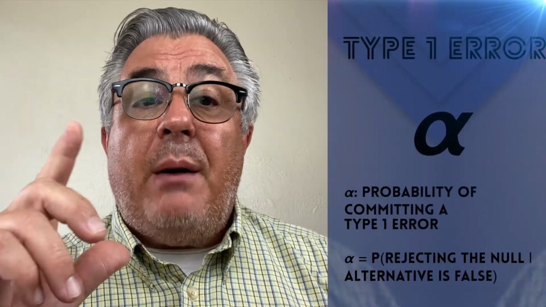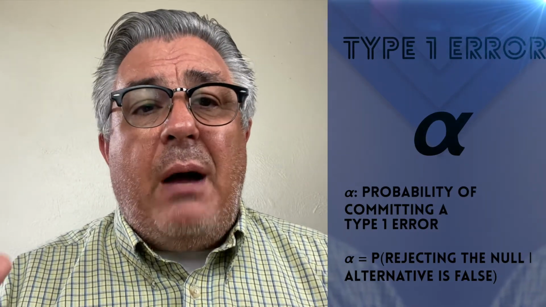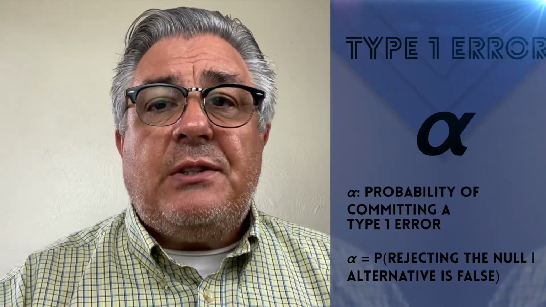Remember, decision making under uncertainty, errors can be committed. We are not absolutely certain if an error is committed or not, but we can discuss the probability of committing an error. So let's take a look. If we reject the null hypothesis when the null hypothesis is true, then we have committed that type 1 error. So let's let alpha denote the probability of committing a type 1 error. Thus, alpha is the probability that you reject the null given that the alternative is false.